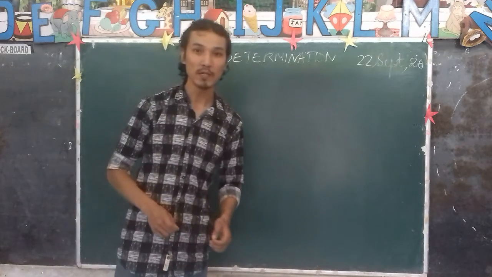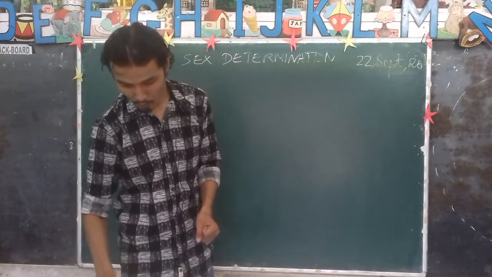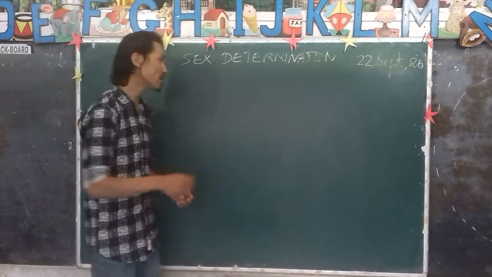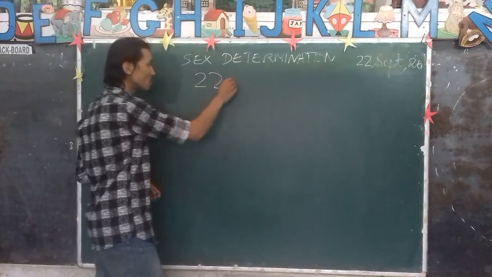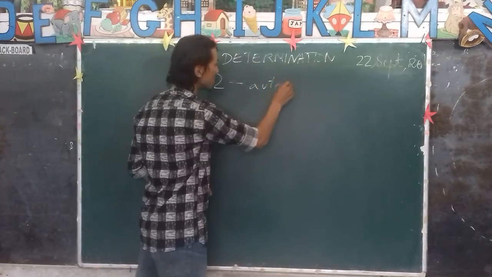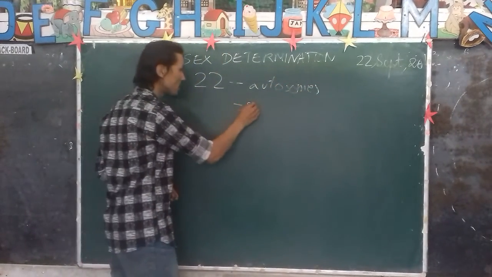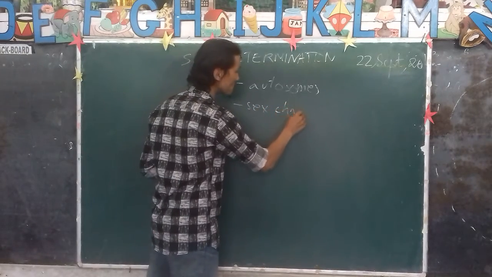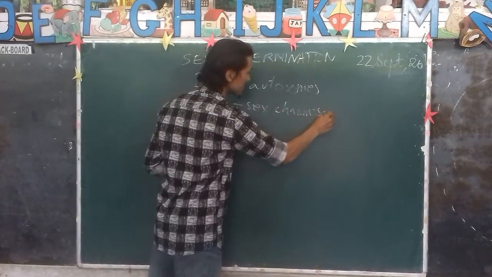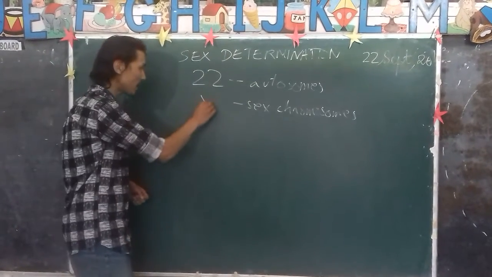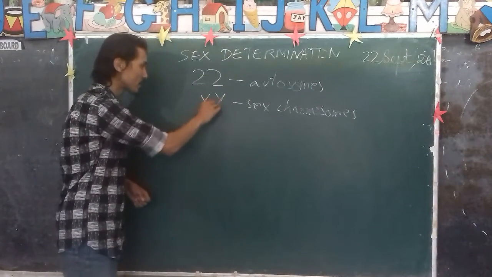Today we're going to do sex determination. So human beings have 23 pairs of chromosomes. Out of these 23 pairs, 22 sets of chromosomes are called autosomes and one pair is called the sex chromosomes. Sex chromosomes are generally of two types, X and Y.